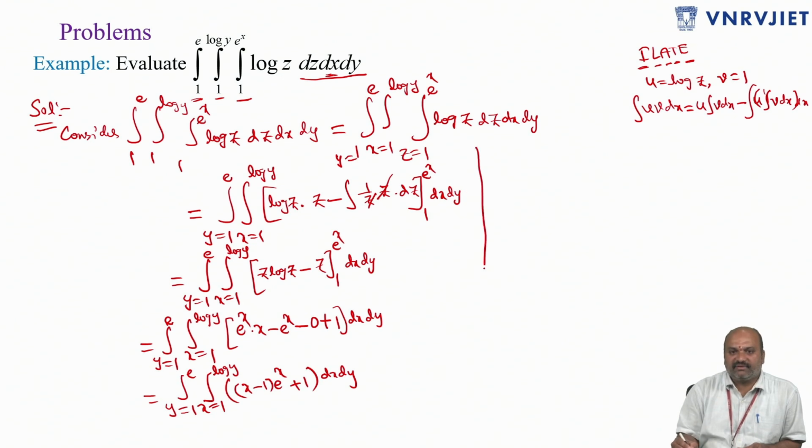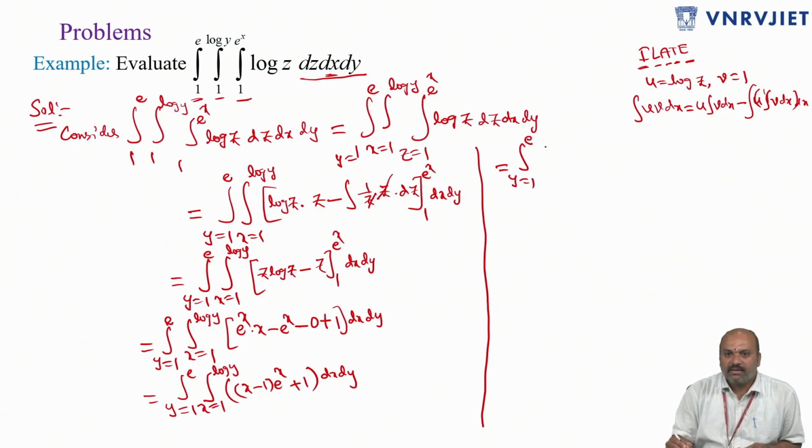Now next integrating with respect to x. That is integral y varies from 1 to e. So now with respect to x, again we use the by parts formula. X minus 1 is an algebraic function, e power x is the exponential function. Using highlight, this is u and this is v. So x minus 1 is as it is, e power x integral is e power x, minus x minus 1 derivative is 1 into integral e power x is e power x into dx. Upper limit is log y and lower limit is 1, with respect to y last.